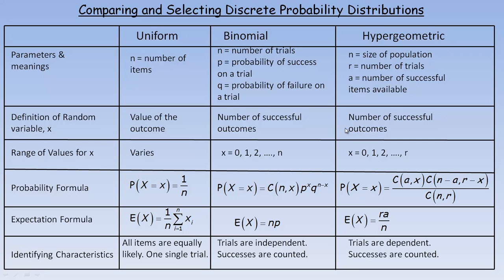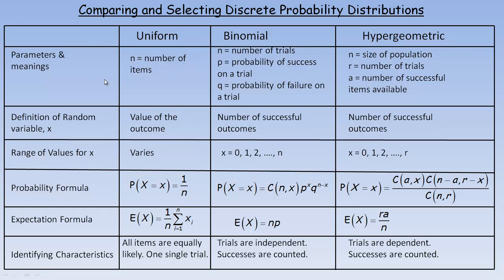In this tutorial, we're going to take a look at a comparison of the three most common discrete probability distributions: uniform, binomial, and hypergeometric. And we're going to take a look at all the different parameters and meanings, the definition, the range of values, etc., expected value for each of them. So let's start with uniform.